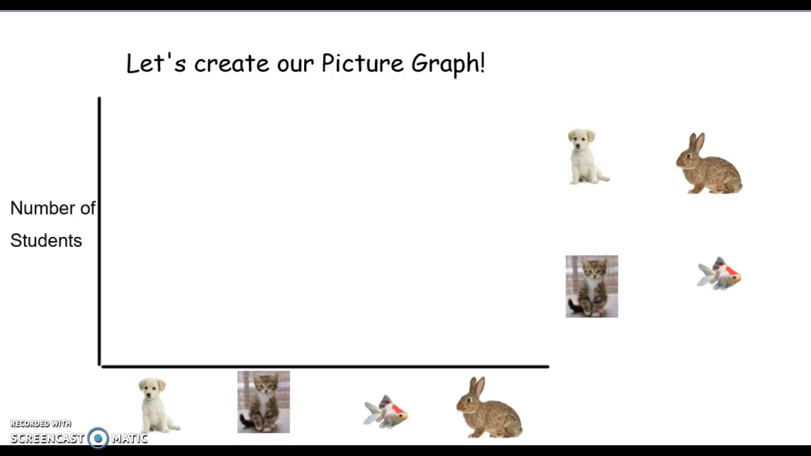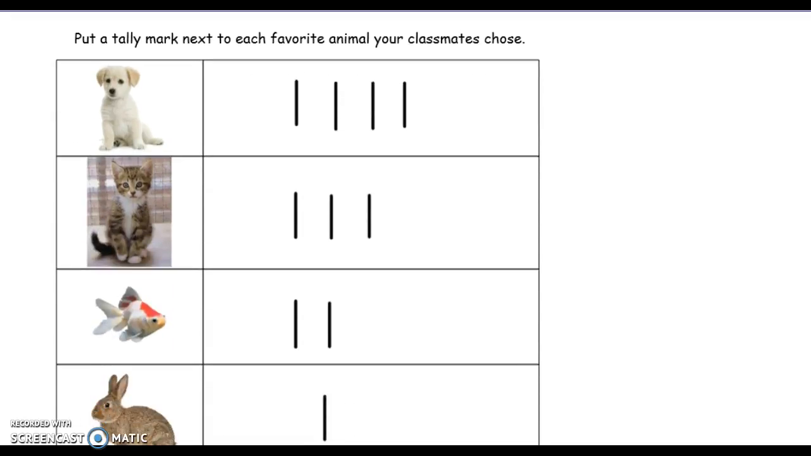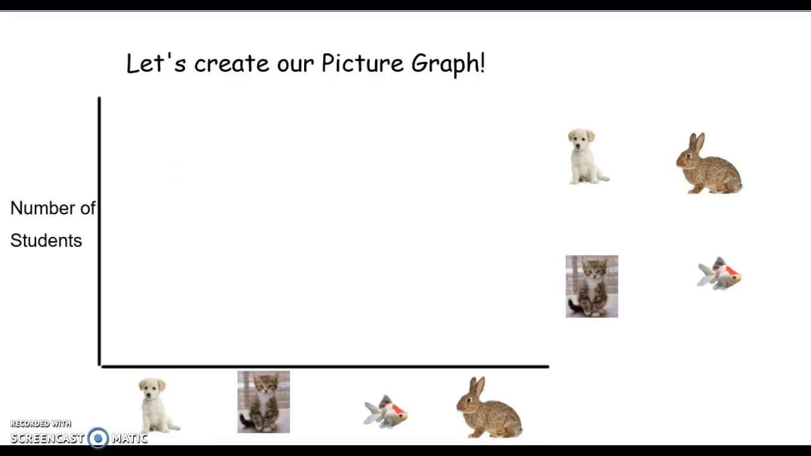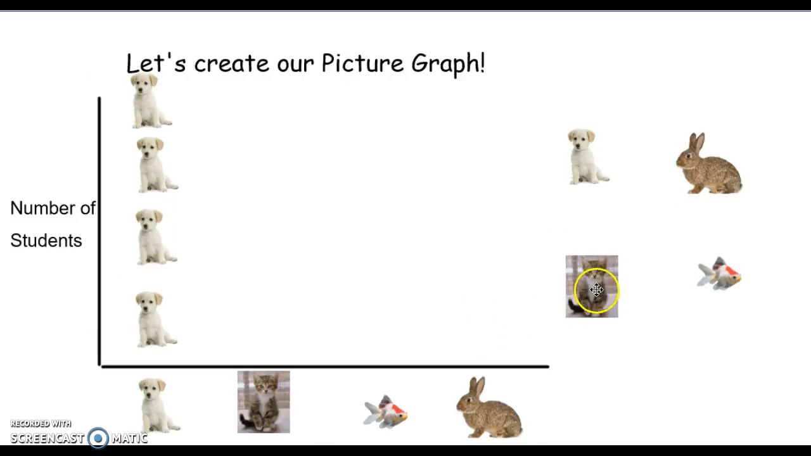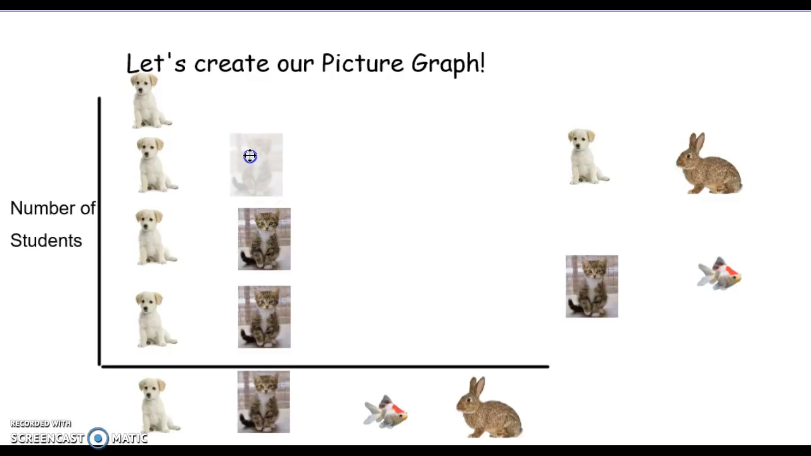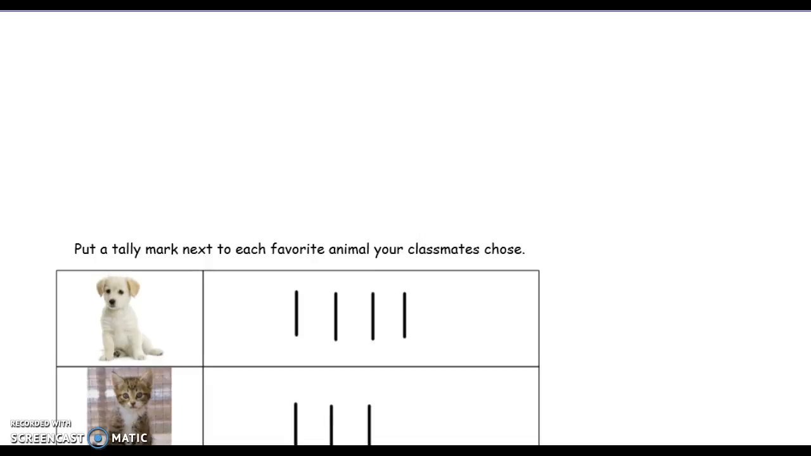We always have to go back to our tally chart so we know how many of each animal. So right here we have 1, 2, 3, 4 tally marks for the dog. So when we go back to our graph, we have to have 1, 2, 3, 4 dogs. How many people like cats in our tally chart? If you counted 3, you're right. So let's add 3 cats to our picture graph. 1, 2, 3. And then we have to find out how many people liked fish.